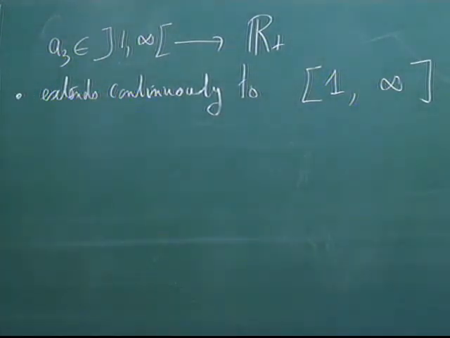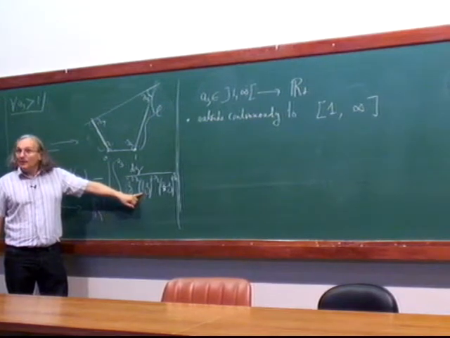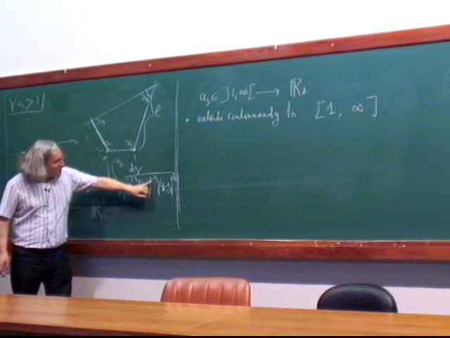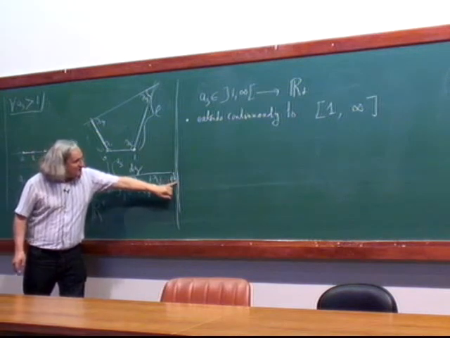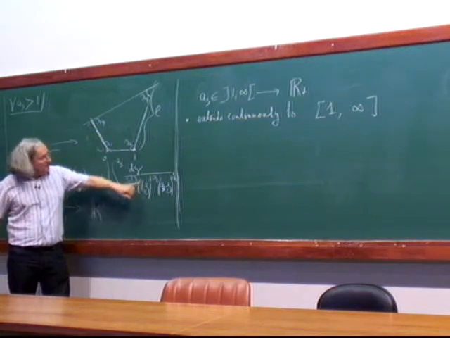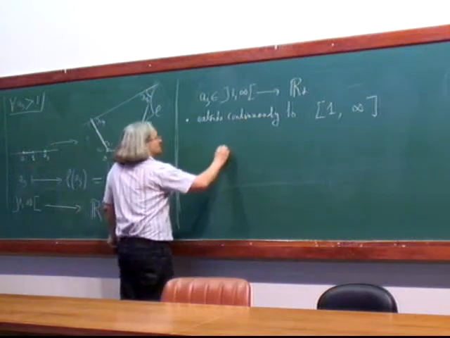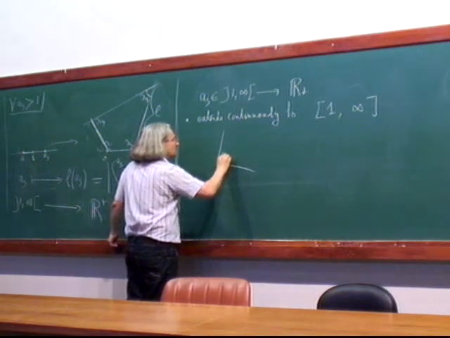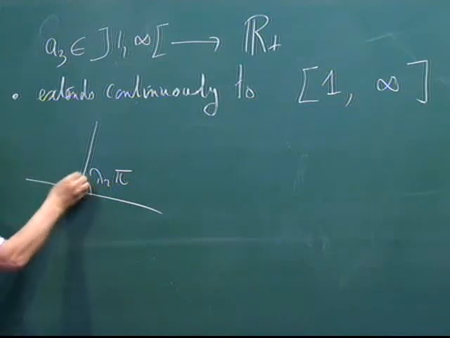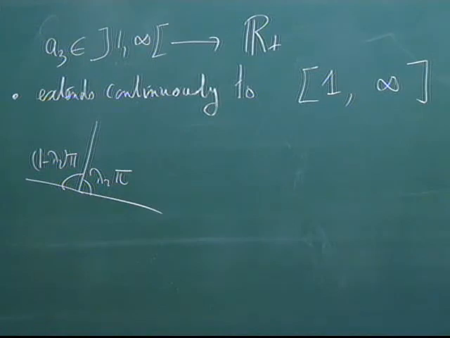Why is it so? Well, just because the same formula is okay. When you replace A3 by 1, you just have the same formula, except that the exponents 1 minus lambda 2 and 1 minus lambda 3 are added. Now, if you think of what is 1 minus lambda 2, this is the interior angle. 1 minus lambda 2 is the exterior angle.